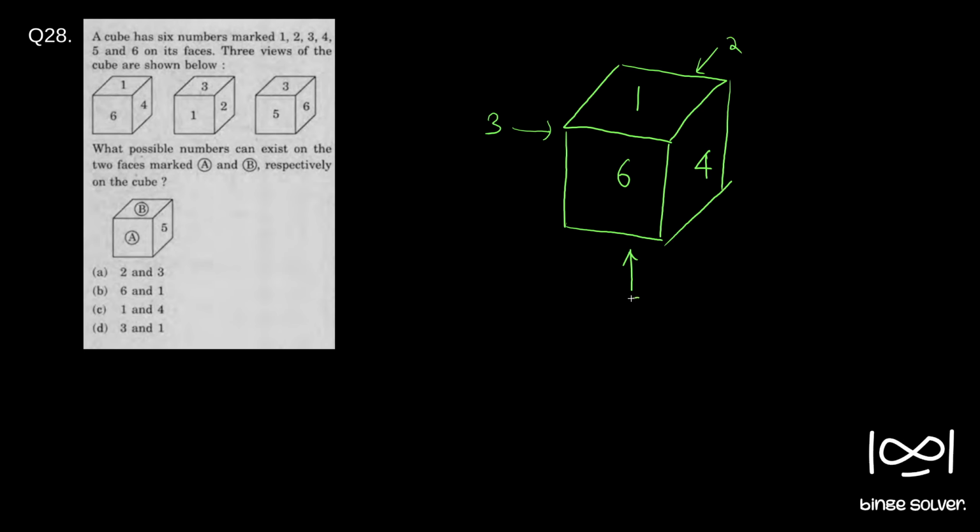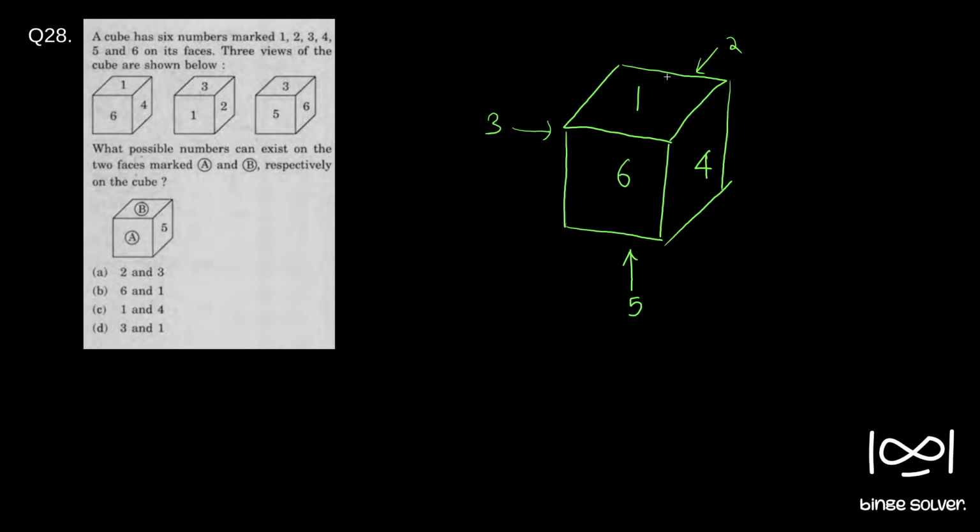So the only one left is 5. So we got our entire cube and the relative positions of all the numbers. Now what possible numbers can exist on the two faces marked A and B? So if you say the adjacent numbers to 5 can be 6 and 4, so the number opposite to the side 5 is 1.